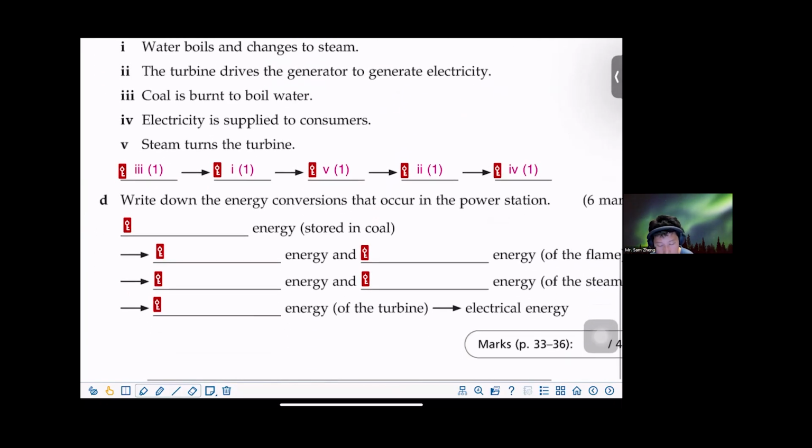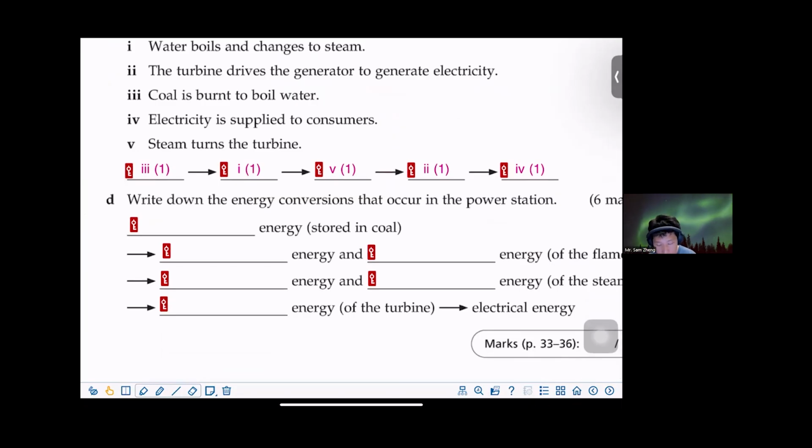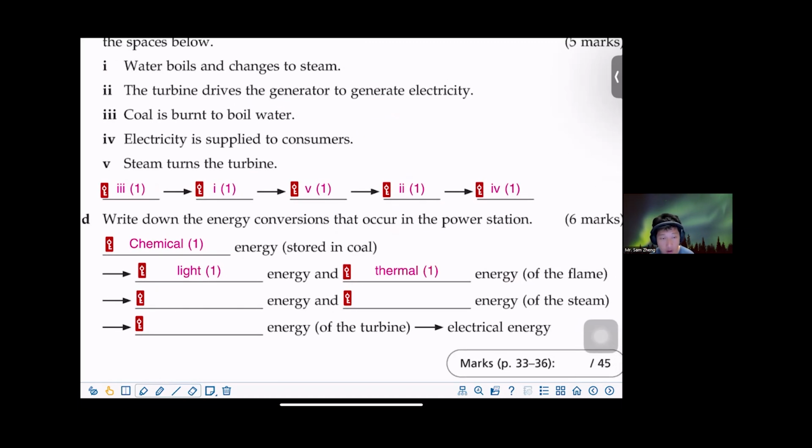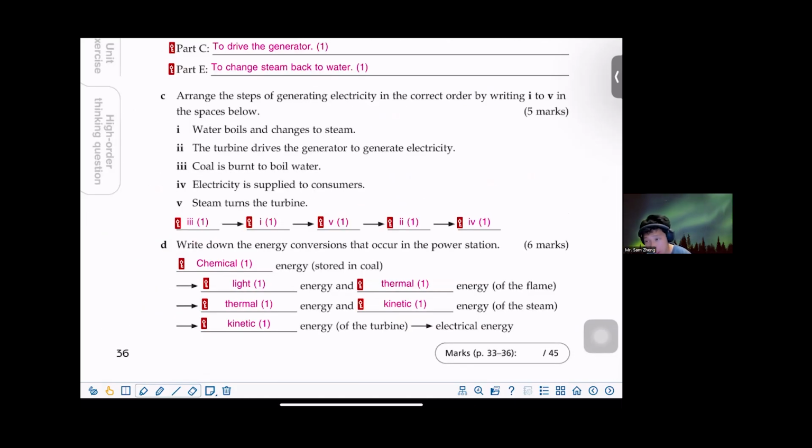Now, how does the energy conversion occur in our power station? First, the chemical energy stored in the coal will convert into light energy and also thermal energy. Secondly, it will convert into thermal and also kinetic energy inside the steam. Then it will change into the kinetic energy inside the turbine. And later on, the turbine will be converted into electrical energy. Okay, so this is how 5.1 A and B.